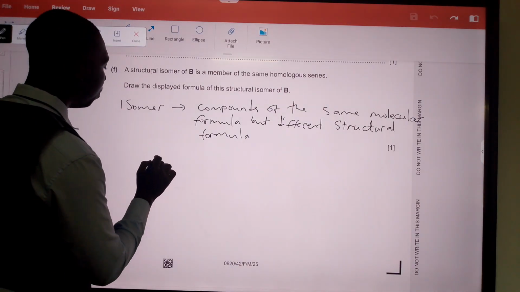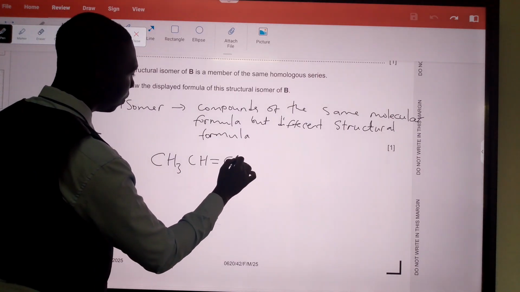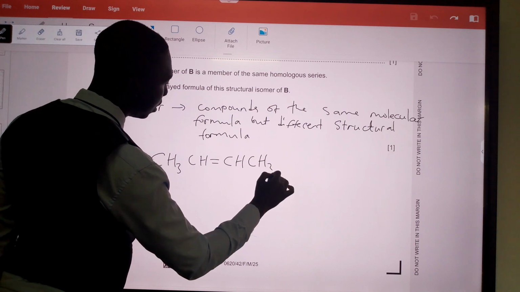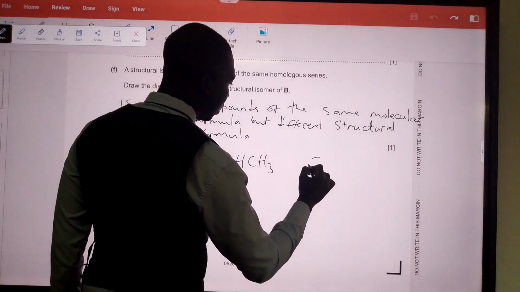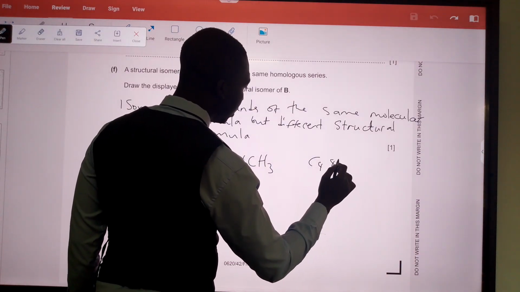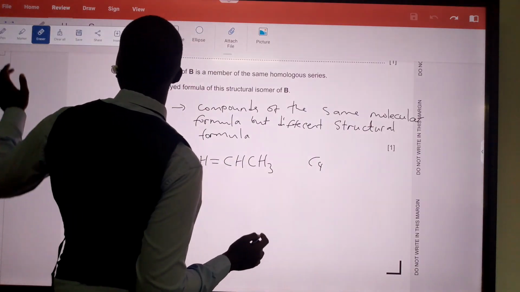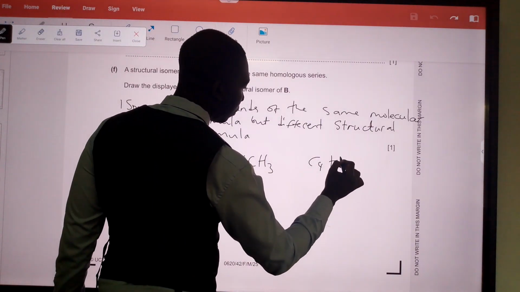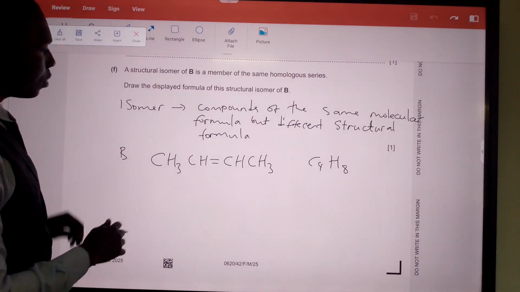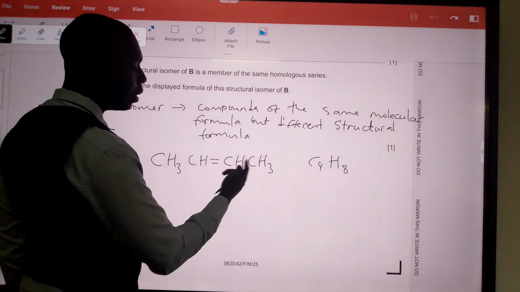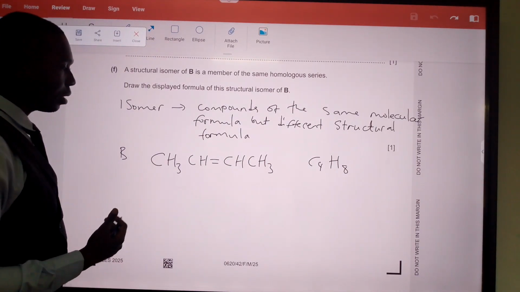So compound B is CH3, CH, double bond, CH, CH3. This is compound B. The molecular formula for this is C4H8, as we discussed earlier on. So the isomer for this must also have the same molecular formula, which is C4H8, but what has to be different is the structural formula.